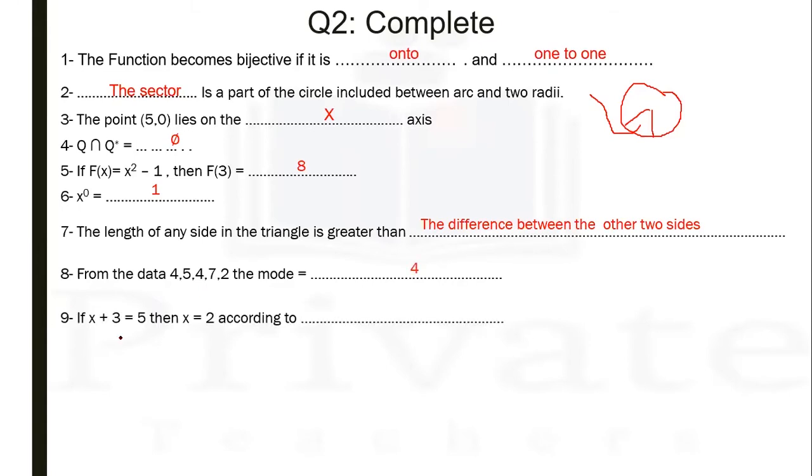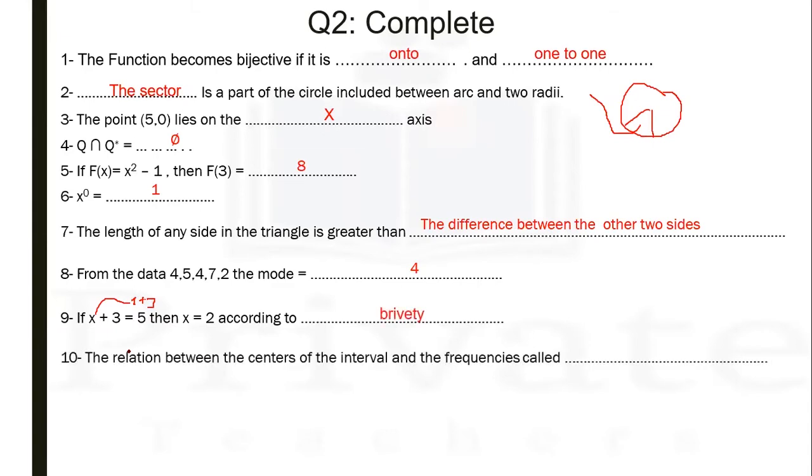If x plus 3 is equal to 5, then x is equal to 2, so the 5 here we can say 2 plus 3, from which we can say x is equal to 2, and this property we call the brevity.